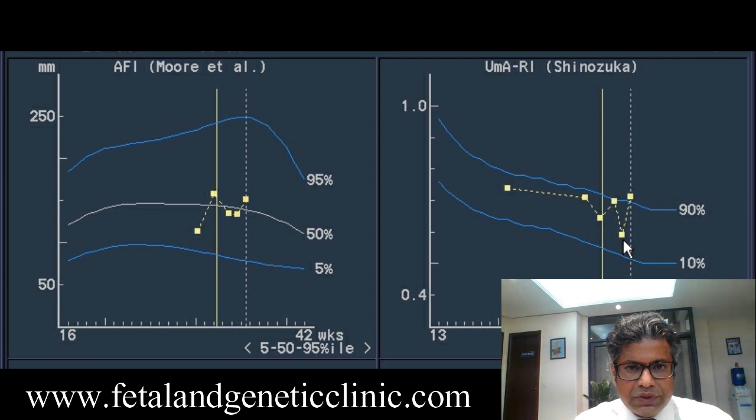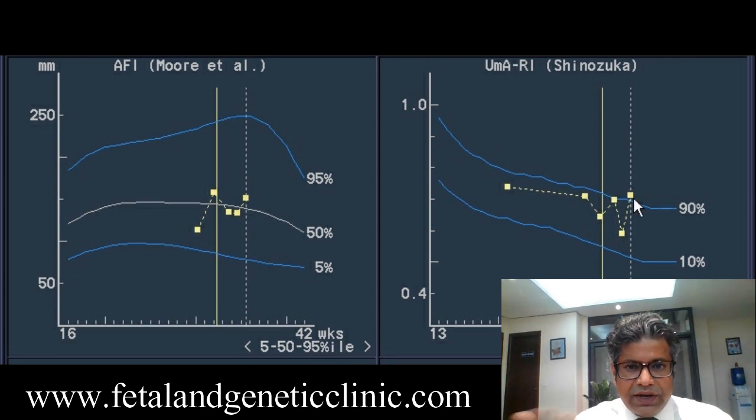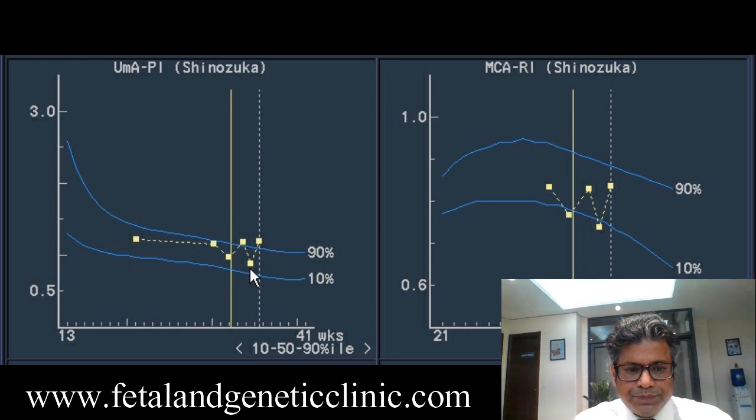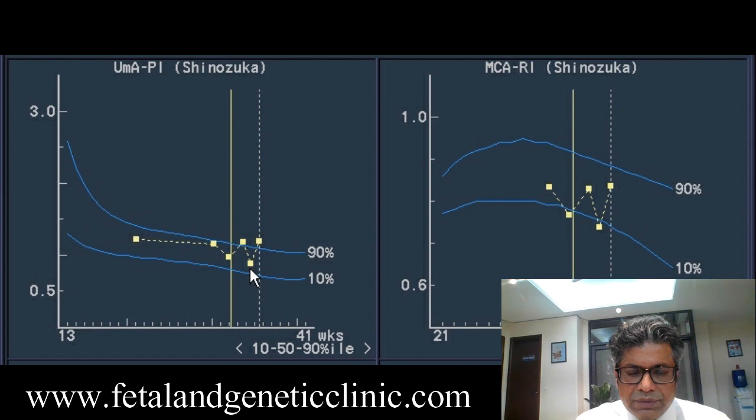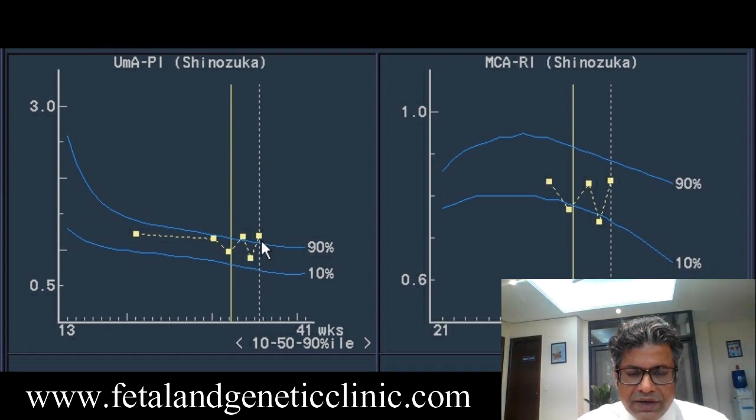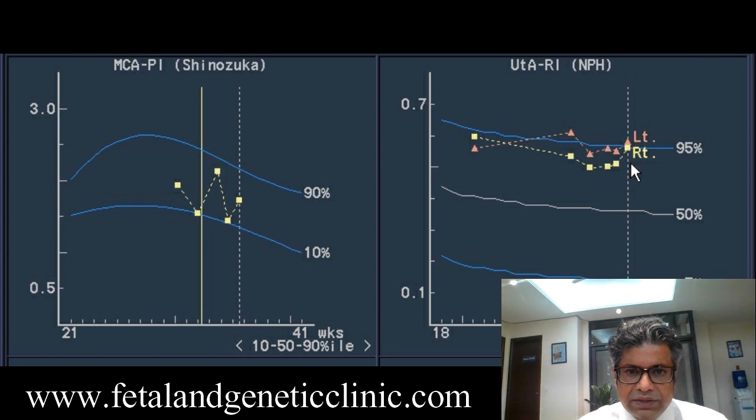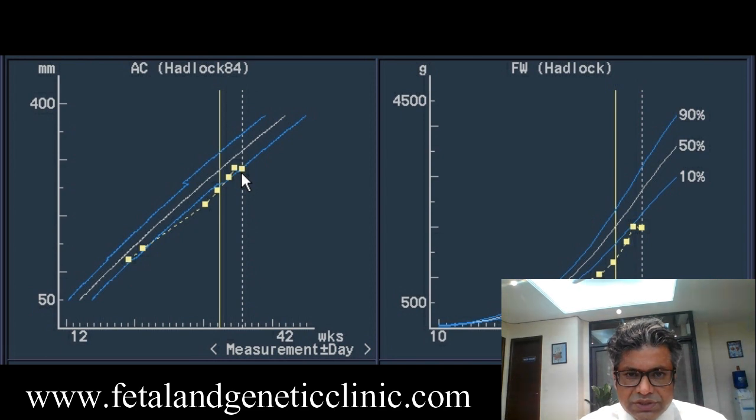Then we gave the steroid. That steroid is an anti-inflammatory. The steroid given for lung maturity also has an anti-inflammatory effect. That gave us a window of 10 days, in the meantime the baby grew. As the effect of the steroid waned, the umbilical artery resistance started to go up, and we identified that there was a stagnation in the growth of the baby, and then we took a call to take the baby out.